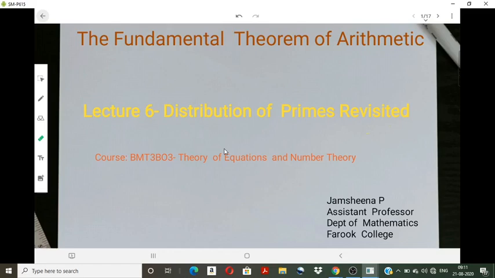Hello all. In this lecture, we will discuss the distribution of primes that we have already discussed in the previous chapter. Here we will have a look at this distribution of primes again under the section the fundamental theorem of arithmetic. Actually, this is the last topic of the chapter greatest common divisors, chapter 3 of the prescribed textbook. So let's move to the lecture.